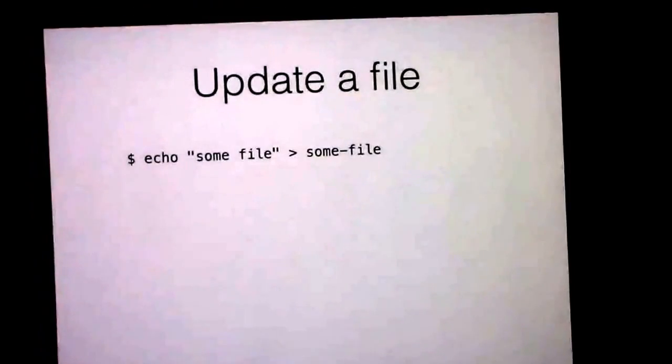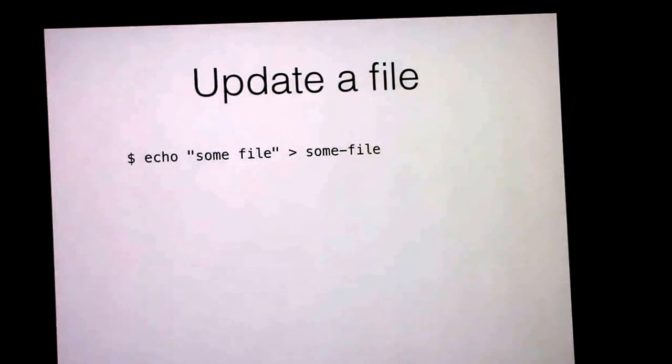So we've added a file to our repository. We're going to update that file now. It used to say a good file. So go ahead and clobber it now. Say echo some file, it's some dash file.